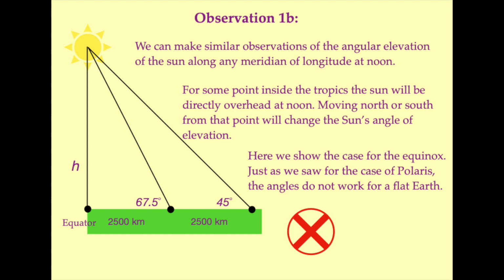One particular example is the Sun at noon. For some point in the tropics, the Sun will be directly overhead, but for observers north or south of that point, the elevation angle of the Sun will vary as an almost linear function of distance. In this diagram we have presented the particular case of an equinox, but the same observations can be made at any point during the year at any meridian of longitude. Again, these fundamental physical observations cannot be reconciled with the assumption that the Earth is flat, but they accord perfectly with what we would expect if the Earth were spheroidal.